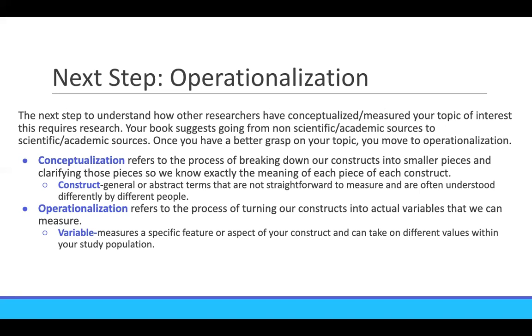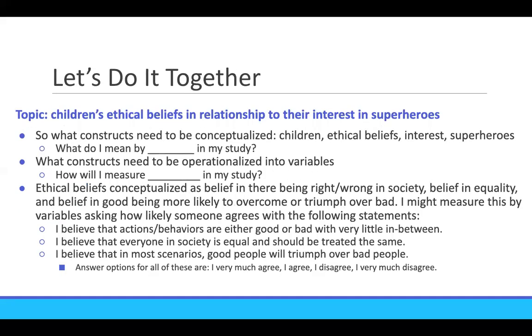And once you clarify them and you have come to this concrete conceptualization of, this is what I'm going to be looking for in my research project, then you move to the next step of operationalization. And this is the process of turning your constructs into actual variables that can be measured. And variables are specific features or aspects of your construct that can take on different values within your study population. That's why it's called variable. It can vary, right? So this is what you're going to be measuring in your population. So before we move much further, let's do an example together.